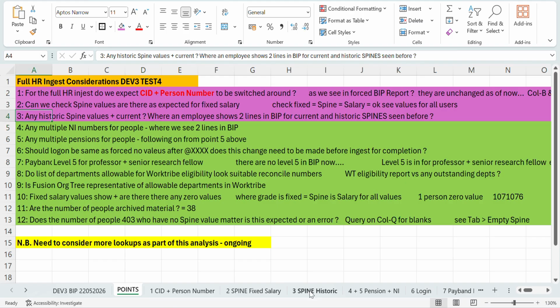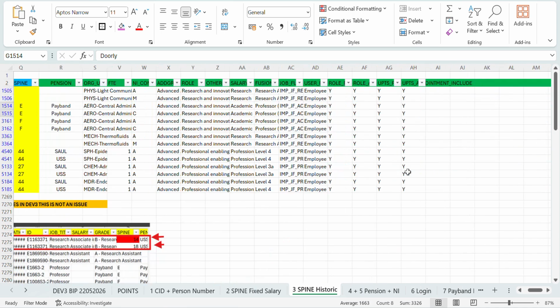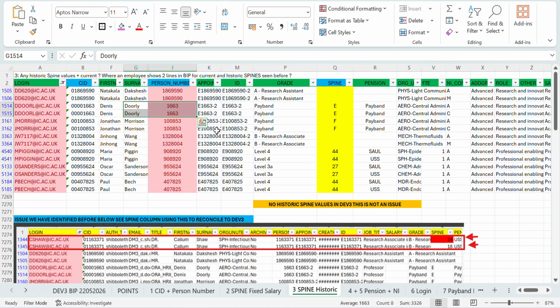So if I go over to number 3, spine historic, and if we, on column A, look for duplicate values, it also shows in column J for person number. If we go into spine, all these values here are unique for each of our users, and so that's all this is really considering. Now we may see some duplicate users here, but that's for other reasons, which may be for national insurance and pension contributions, but we'll come on to that. That's a different story. All we want to consider here is column Q and spine.